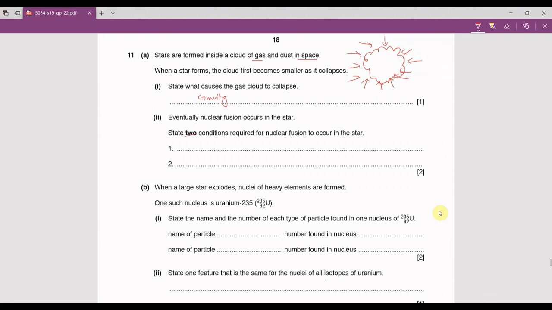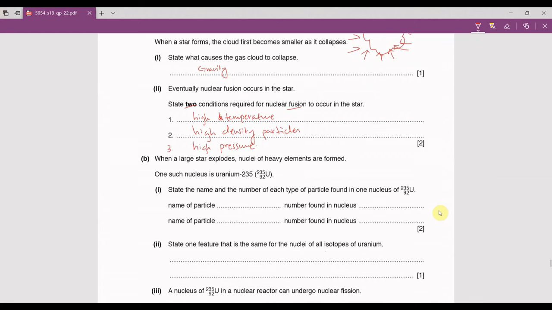State 2 conditions which are required for fusion to occur. So fusion can only occur when temperature is very high, high temperature. You need to have a lot of mass or very high density, because only when there is lots of mass and lots of density is the gravity going to become strong enough for the star to collapse. There can be other reasons as well. There can be other points, high pressure. So anything that will help the nuclei to come together easily. So you can write any two of the three above.